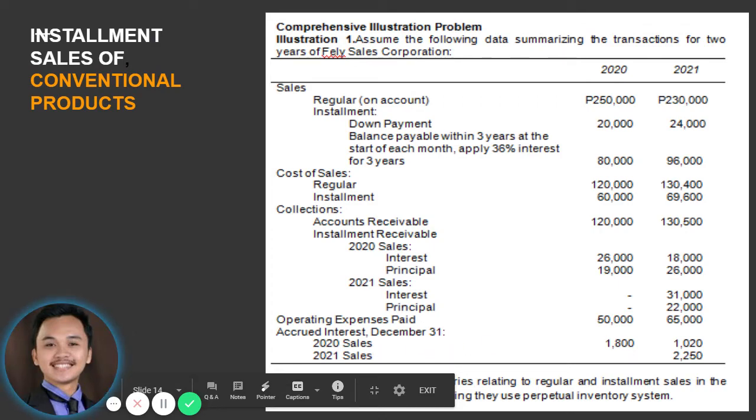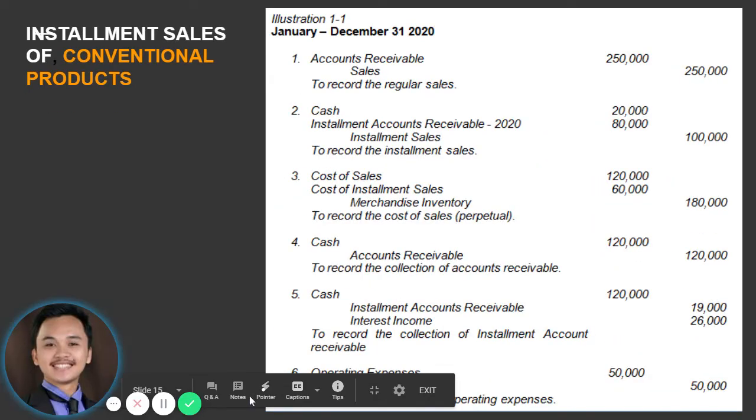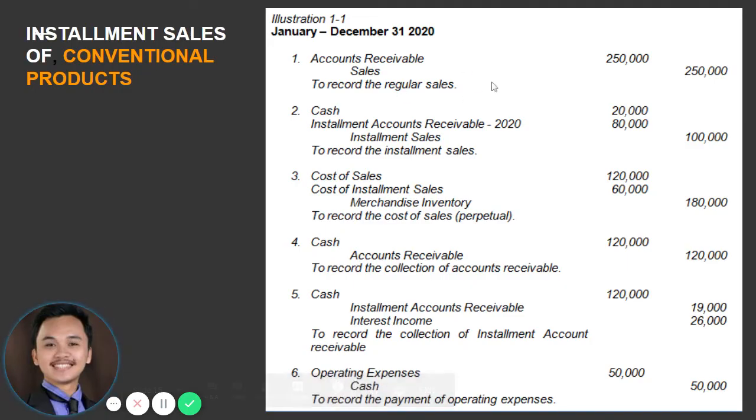So let us prepare the pertinent journal entries that will be recorded in 2020. So again, we have here to record the regular sales. So we don't have any problem with that because it's the usual recording of our sales. So debit to AR, credit sales for 250,000. We need also to recognize the installment sales. In this case, we have a total installment sales of 100,000. But since we have a cash down payment of 20,000, the remaining 80,000 will be accounted as installment accounts receivable 2020.